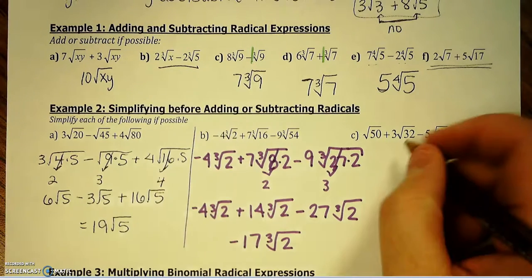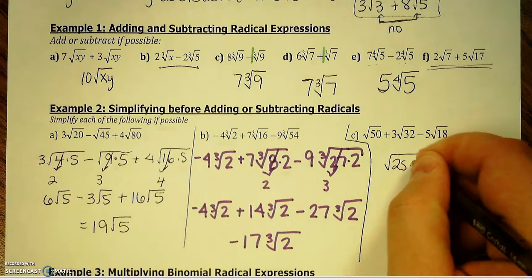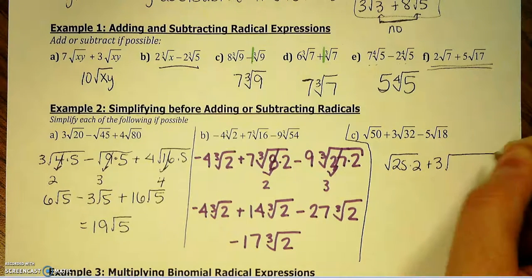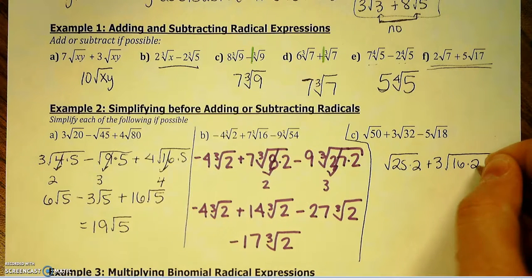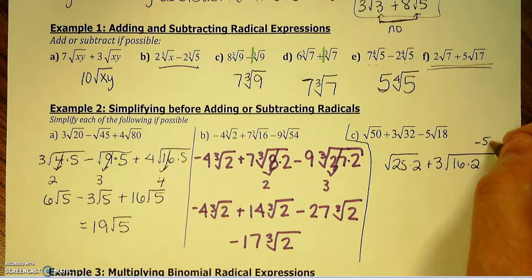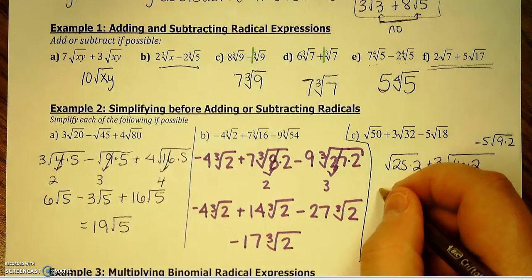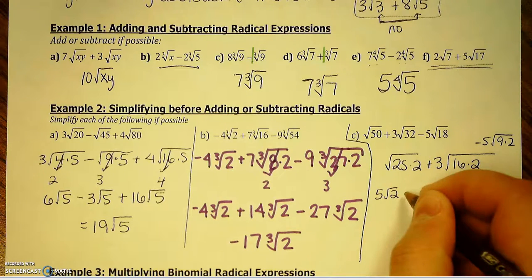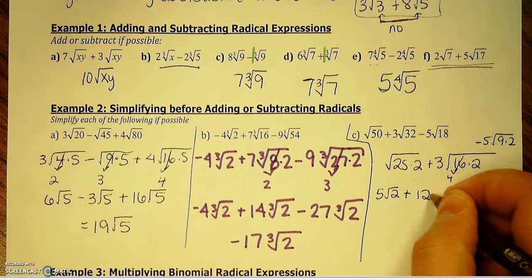And then just one more little example here. 50 is 25 times 2. Oh, I made that too big, sorry. 32 is 16 times 2. Forgive me, I'm going to write it up here. 18 is 9 times 2. So that first term is really 5 roots of 2.